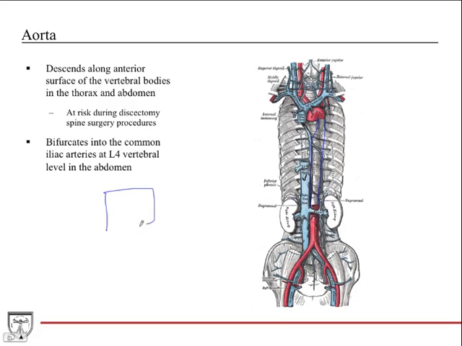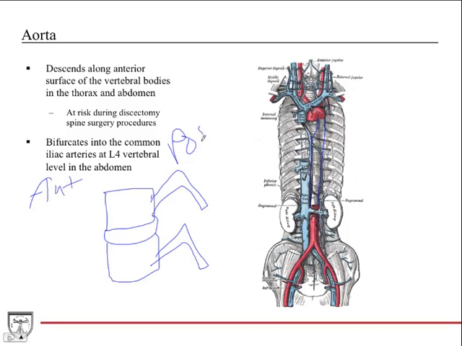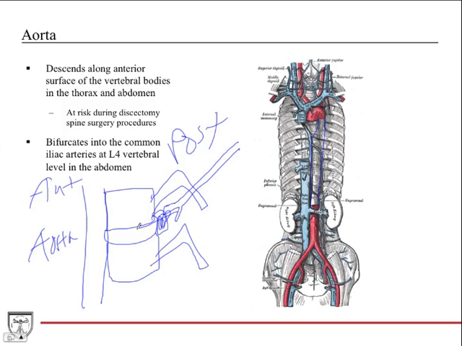So if we look at our disc here in between our two vertebral bodies, just like this. This is anterior. This is posterior. Here's our aorta traveling down on the anterior surface. And then here's our disc that bulges out like this. And a discectomy is a procedure where you stick a long surgical instrument in, and you basically are grabbing the disc fragments that have protruded out. Now the problem is, what you're at risk for is if you go too deep into the disc space, you can injure the aorta. If you grab part of the aorta, that's not a good thing. So that's something to be aware of during these procedures.